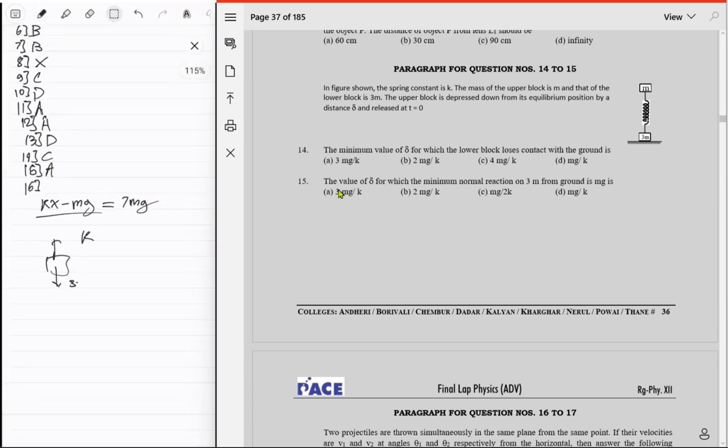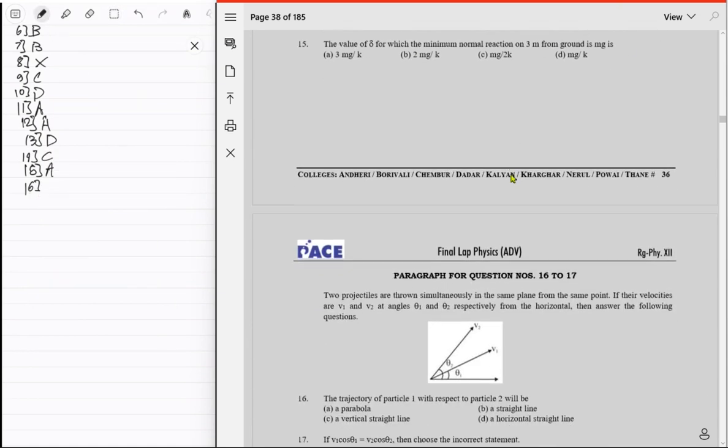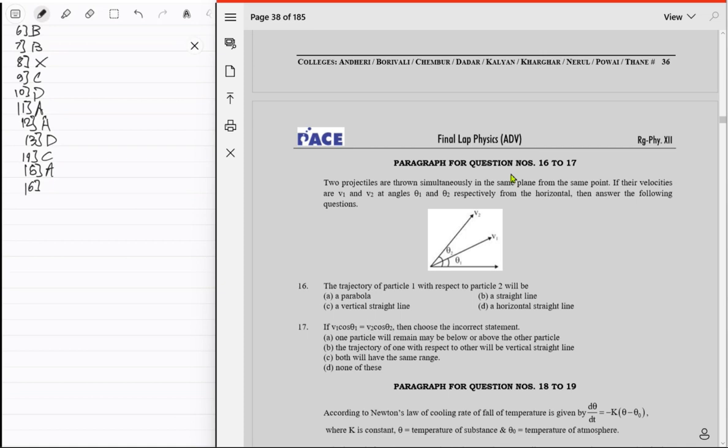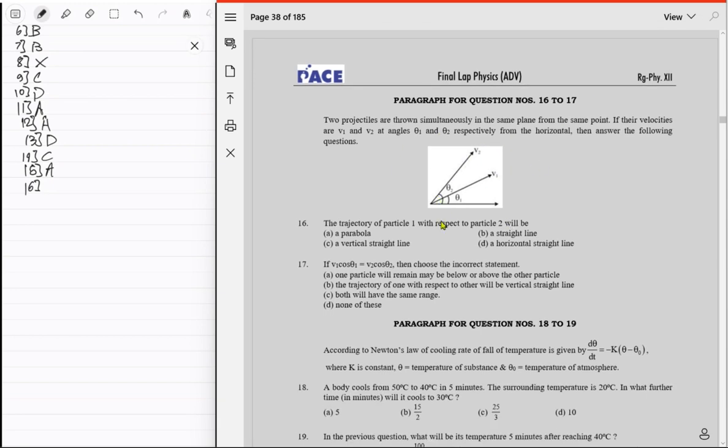Okay, next. Its mass was m, right? Two projectiles are thrown simultaneously in the same plane from the same point. Their velocities are v1, v2 at angles theta 1, theta 2 respectively from the horizontal. Answer the following questions. Same plane, same point, simultaneously, same time. The velocities are v1, v2, theta 1, theta 2. The trajectory of particle 1 with respect to particle 2 will be a straight line. Everyone knows. So please correct.